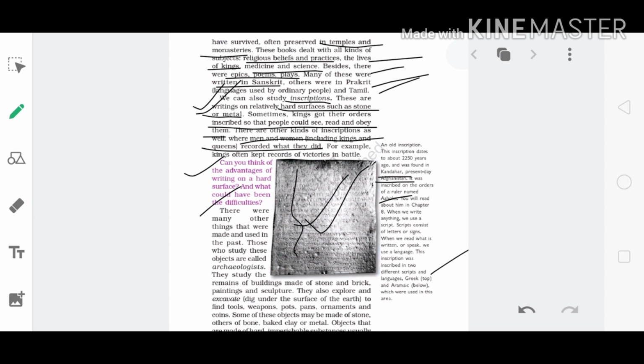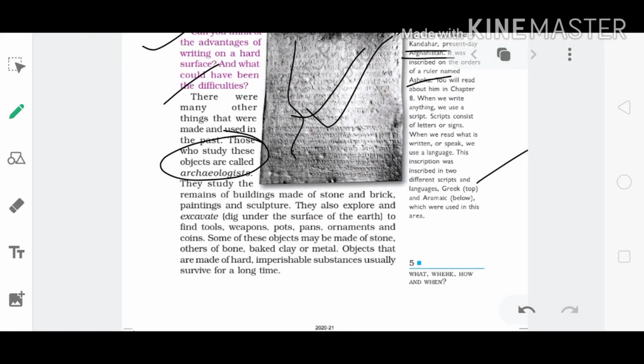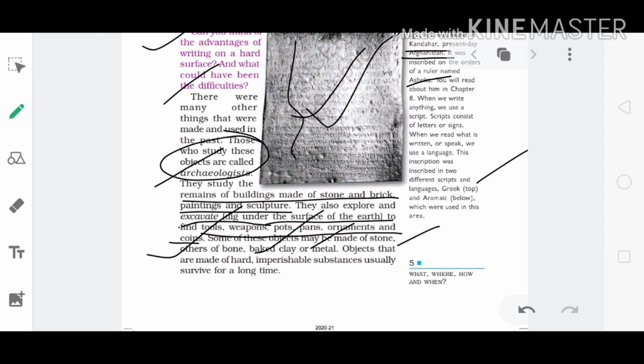Next, let us see. There were many other things that were made and used in the past. Those who study the past are known as archaeologists, and the subject is known as archaeology. They study the remains of buildings made of stones and bricks, paintings and sculptures. They also explore and excavate, means khudai, dig under the surface of the earth to find tools, weapons, pots, pans, ornaments and coins. Some of these objects may be made of stones, bones, means haddi, baked clay, that is mitti, or metal. Objects that are made of hard, imperishable substances usually survive for a long time.